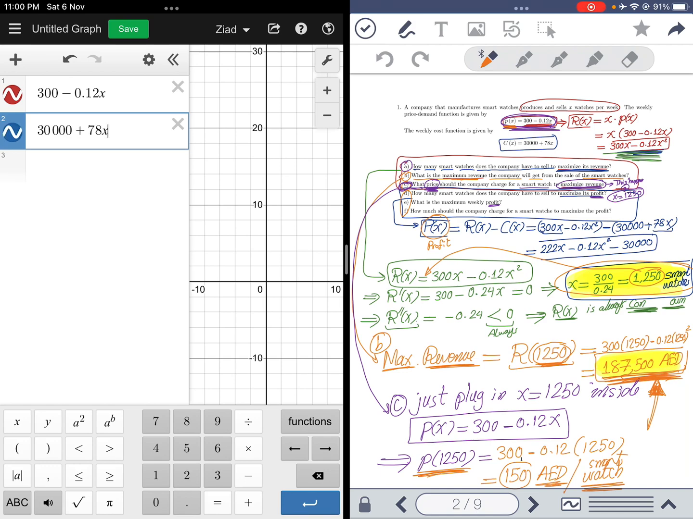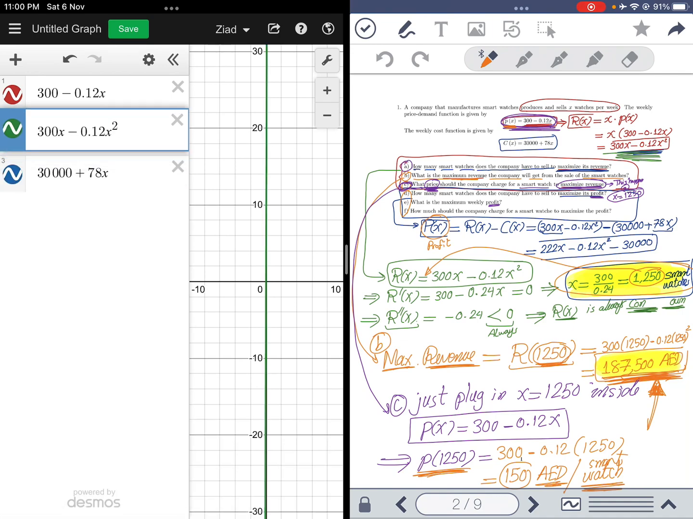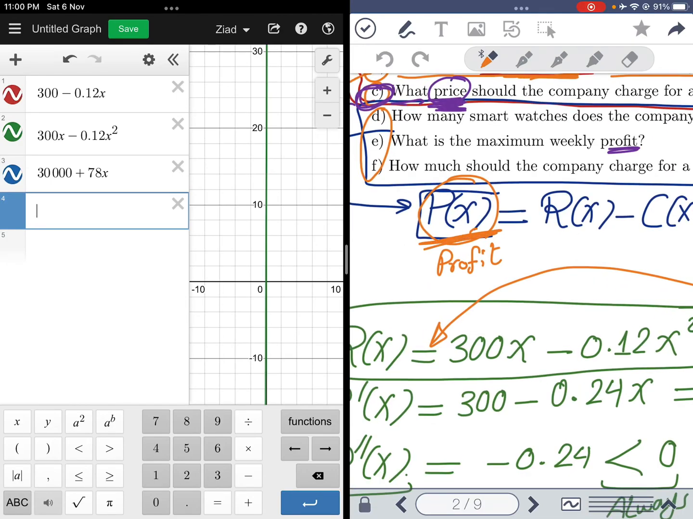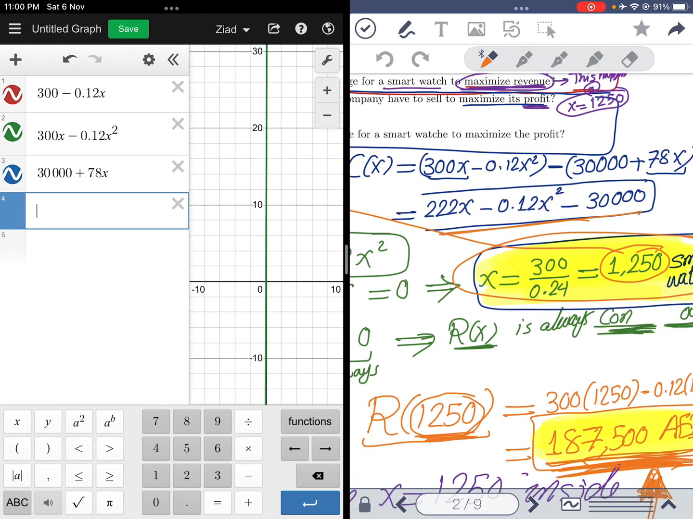Notice the cost, we still didn't use it until now because we'll use it in D, E, F with the profit. Now the revenue is x times this, which is 300x minus 0.12x squared. I'll put it right under the price demand function so that you see that it's just x times that. That's the revenue, and the profit. The profit function is here. We computed it at the beginning. 222x minus 0.12x squared minus 30,000.